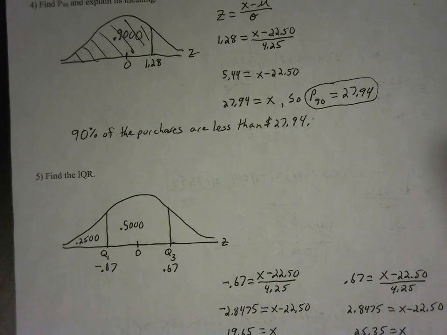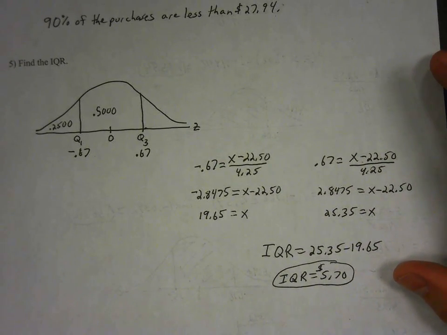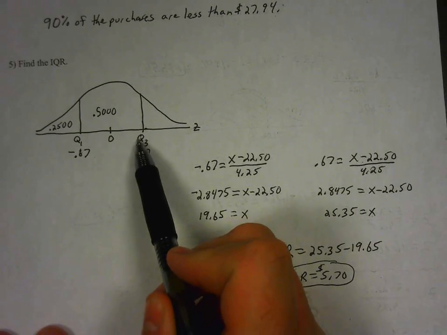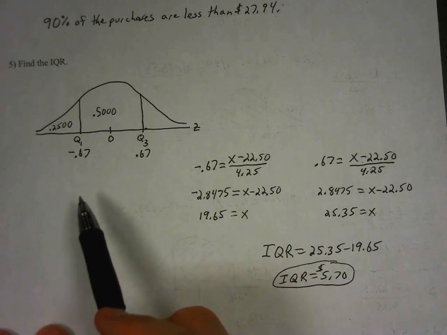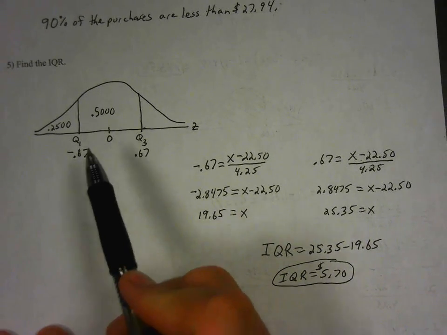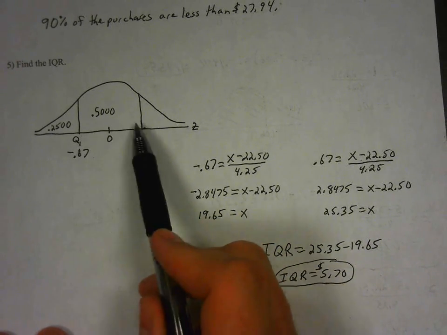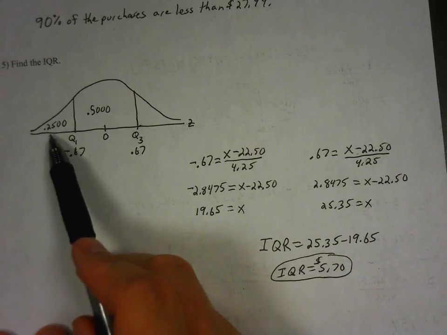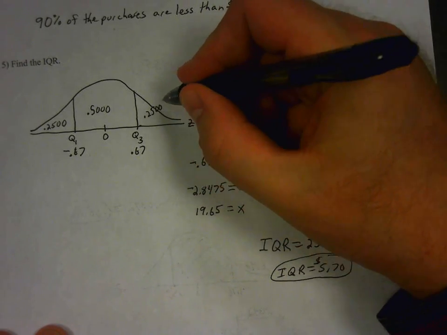Go on to the last one, number 5, the IQR. Here the IQR is Q3 minus Q1, so you have to find Q3 and Q1. The definition of the IQR is the middle 50%. So you have the middle 50% between Q1 and Q3. That leaves you 25% on the left end and 25% on the right end, which we don't really use.